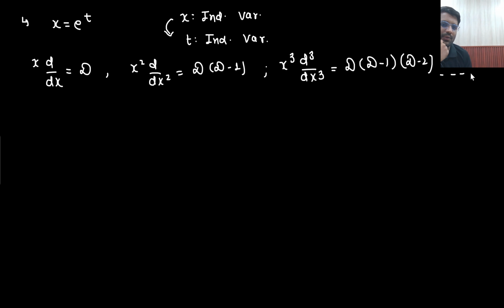Is that understandable to you or not? This process would go on. What is D here? D is nothing but d by dt.